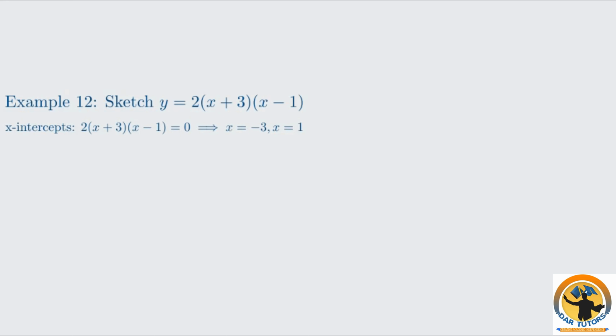Next, let's find the y-intercept. This occurs when x equals 0. Substituting x equals 0, we get y equals 2 times 3 times negative 1, which is negative 6. So the y-intercept is at (0, -6). We also know that the coefficient a is 2, which is positive, so the parabola opens upwards.